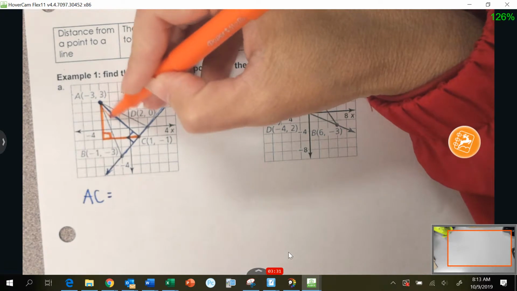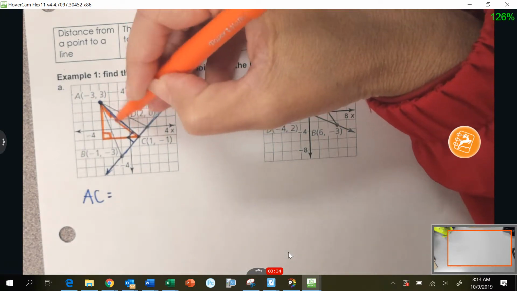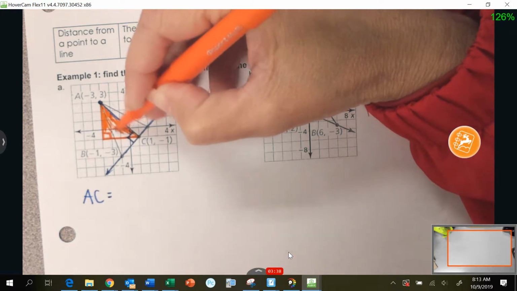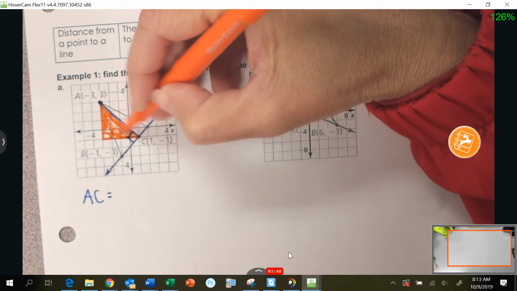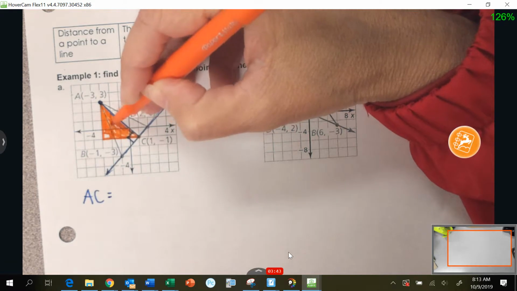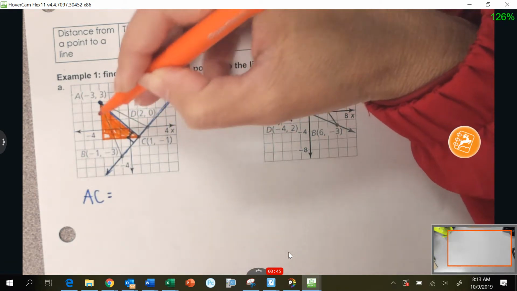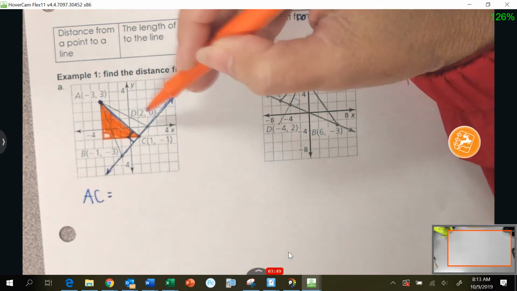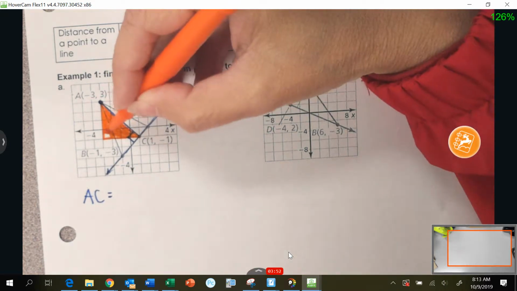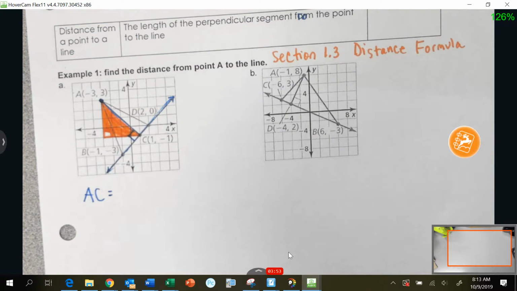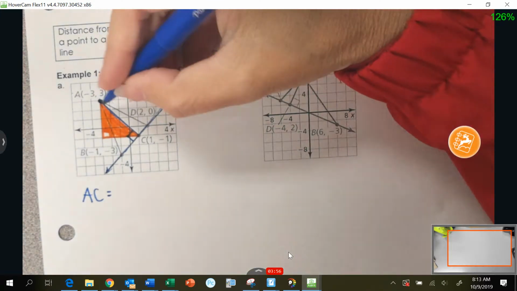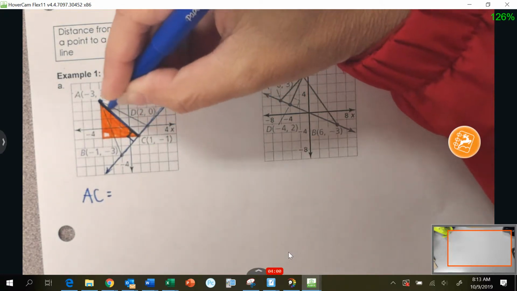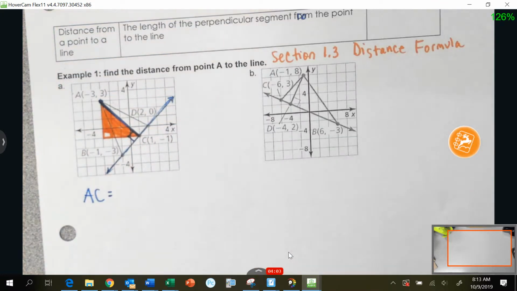When you have a right triangle, when you have a diagonal segment on a graph, you can't just measure diagonally. You can measure horizontally and you can measure vertically, but you can't measure diagonally. So what we do with our distance formula is we use the horizontal and the vertical to find the diagonal.